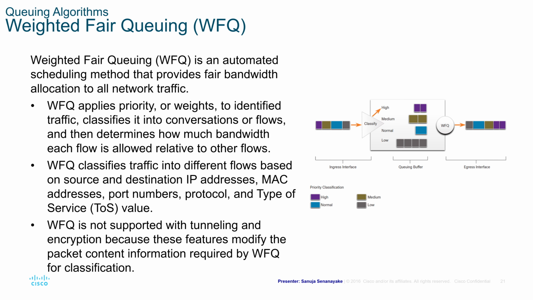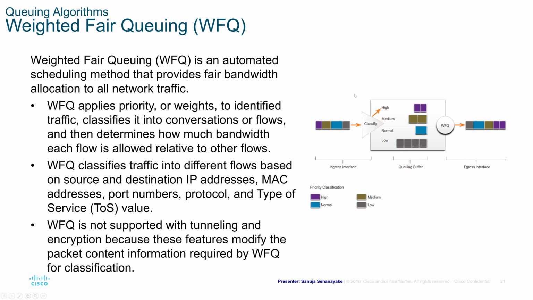WFQ classifies traffic into different flows based on source and destination IP addresses, MAC addresses, port numbers, protocol, and type of service, also known as the ToS value. WFQ is not supported with tunneling and encryption because these features modify the packet content information required by WFQ for classification. So keep that in mind. WFQ cannot be used with tunneling and encryption, because the data required for WFQ in those packets will not be there as a result of using tunneling and encryption.